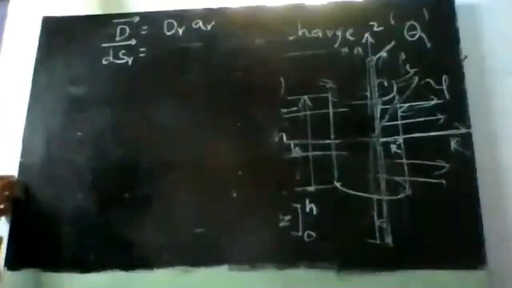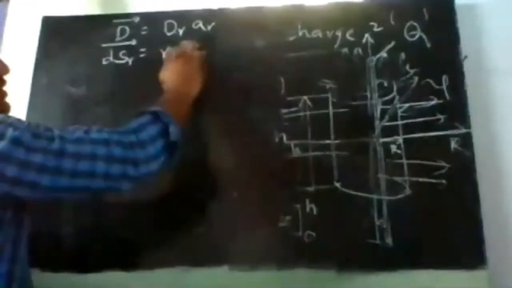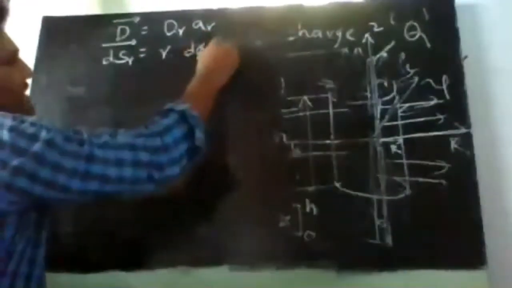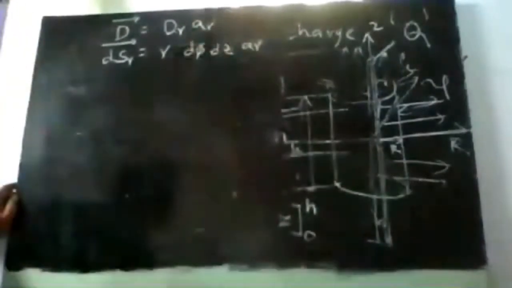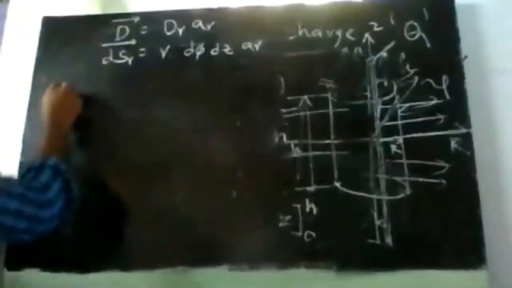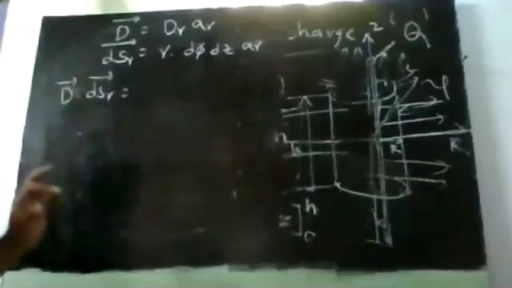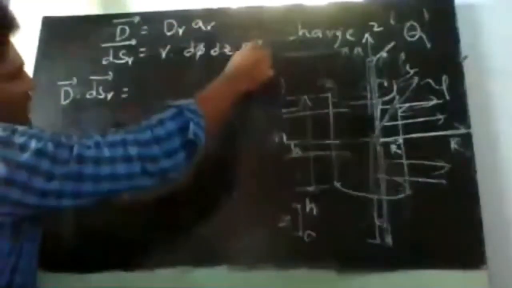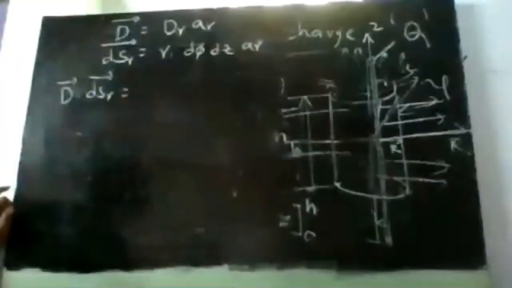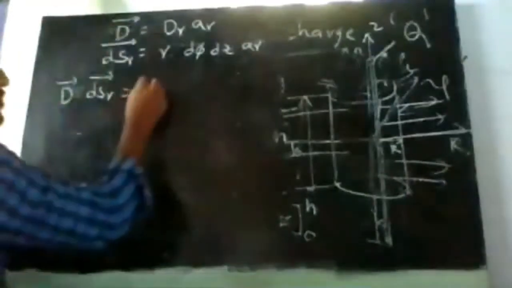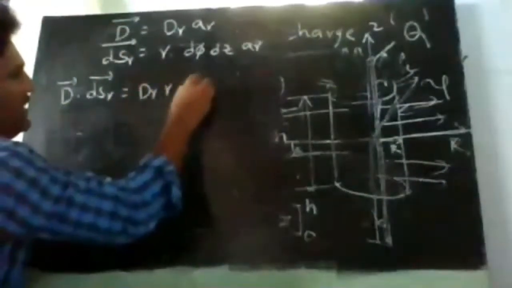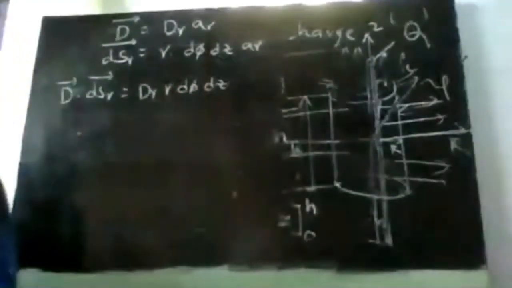As per the cylindrical coordinate system, dS r can be written as r d phi dz a_r. Now we take the dot product of D bar dot dS bar. So a_r dot a_r is 1, and the remaining magnitudes get multiplied. So D_r r d phi dz. This is the expression that I get.